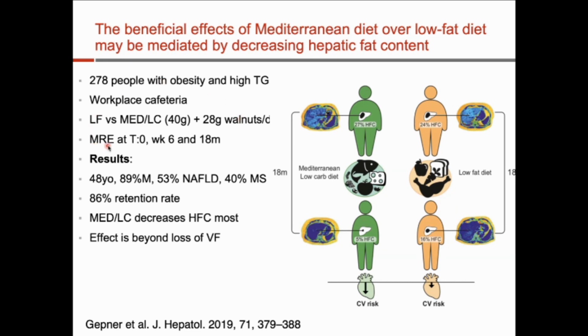And they did MR elastography at baseline, week 6, and week 18. Of these patients, the majority were male, half of them had NAFLD, and 40% had metabolic syndrome. What they found after an 18-month intervention was that the people who lost hepatic fat content the most were the people on the Mediterranean low-carb diet with the walnuts, compared to people who were on a low-fat diet. In fact, the difference was quite significant in terms of the drop in hepatic fat content, as well as their measurable outcomes for cardiovascular risk. And this effect was seen beyond the loss of visceral fat.